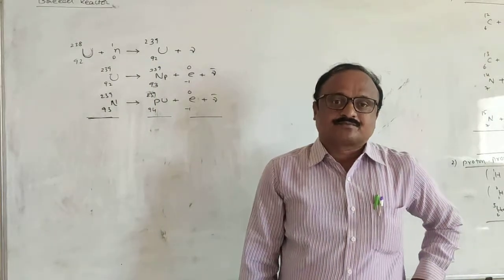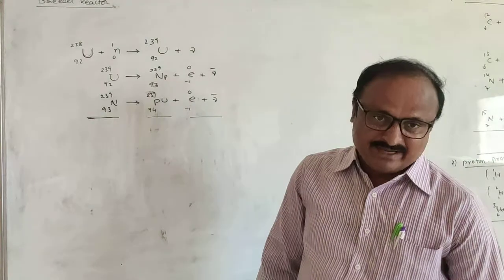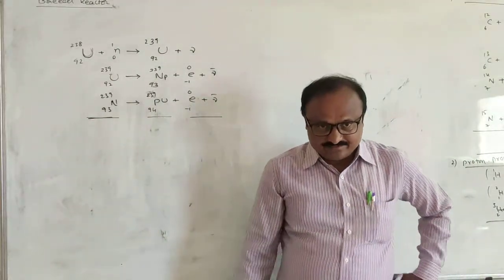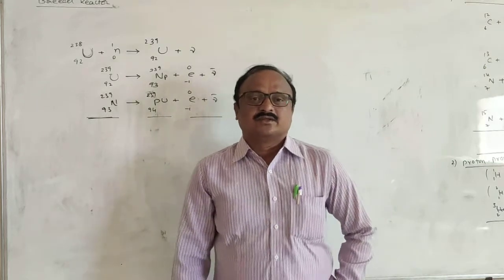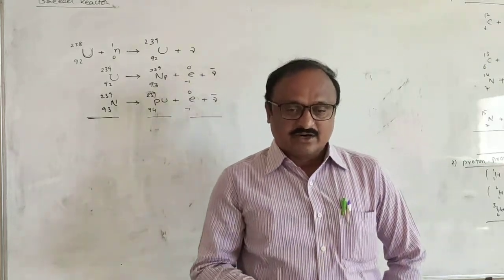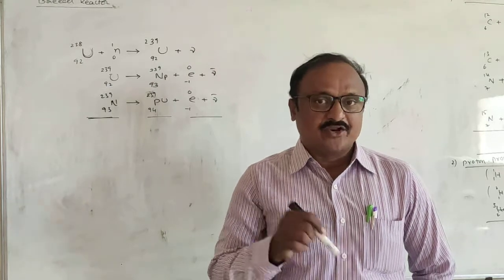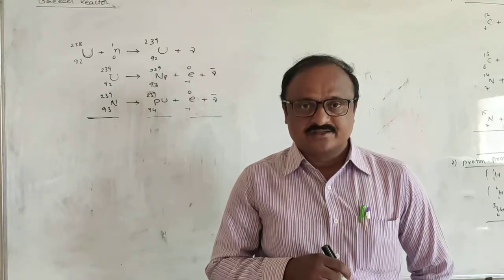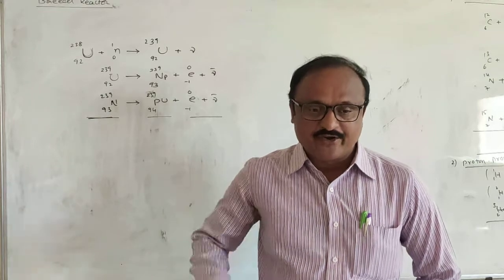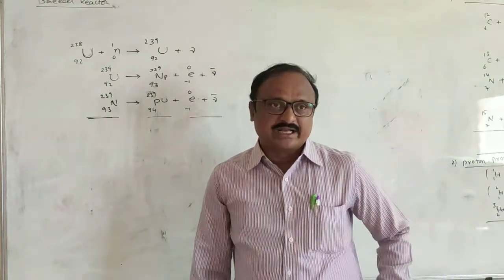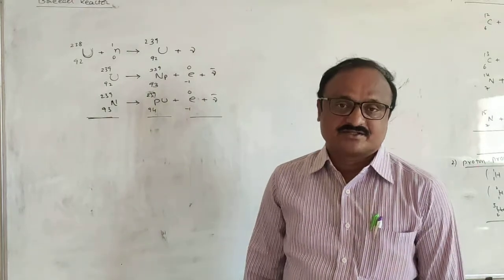Next one, what are the main parts of the nuclear reactor and what is the formula for power of the reactor? Generally, the main parts in the nuclear reactor are fuel, controlling rods, moderators, coolants, protective shielding, and the working of the nuclear reactor was explained in the previous class.